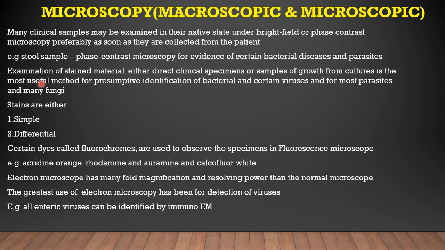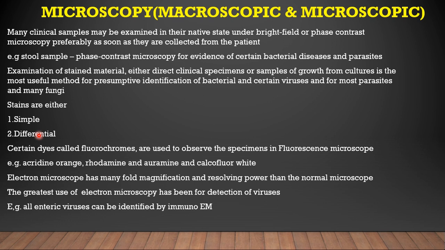Coming to the examination of a stained material, either from direct clinical specimens or samples of growth from cultures, this is the most useful method for presumptive identification, that is, primary identification of the bacteria. Not only bacteria, but certain viruses, parasites and fungi are also identified by staining procedures. Generally we use two types of stains in microbiology for observation in the microscope. One is considered a simple stain and the second is called a differential stain.